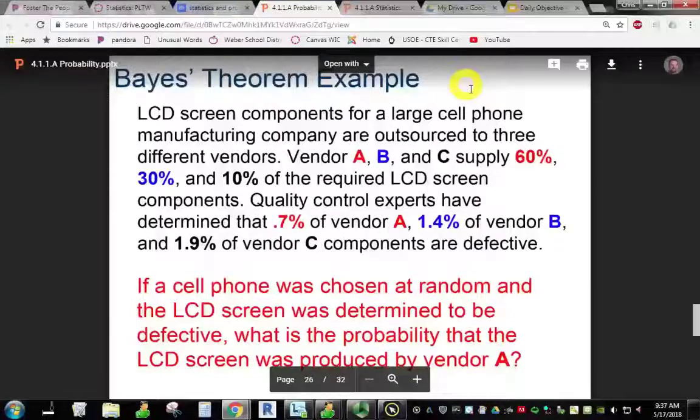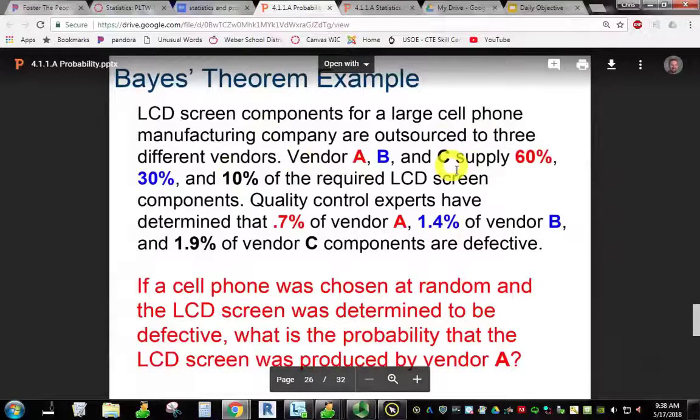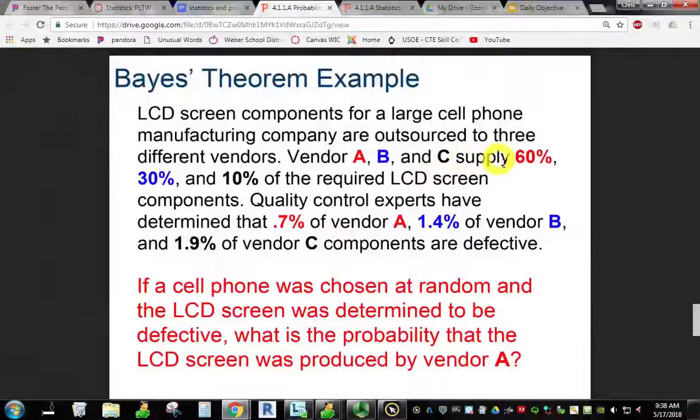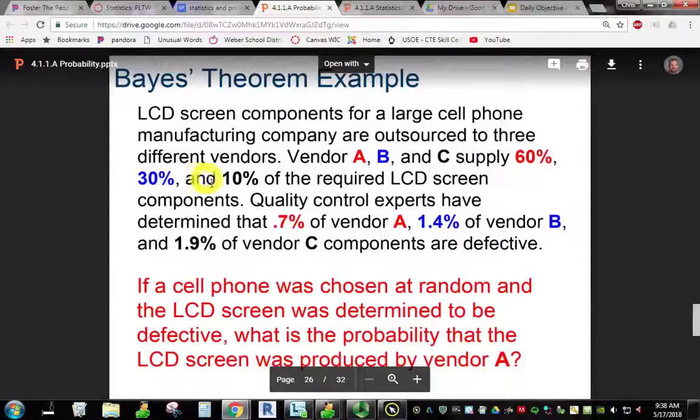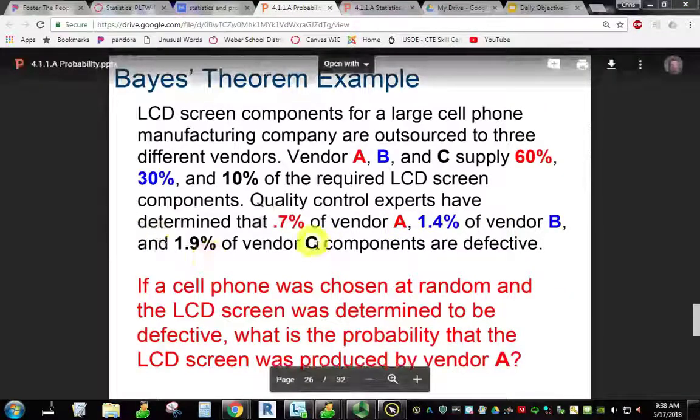So we have this cell phone company, right? And they make their screens with 3 different vendors, A, B, and C. A makes 60% of the screens, B makes 30%, and C makes 10% of all these screens for these phones, right? So they do quality control when they're made, and they know that A, 0.7% of them are defective. 1.4% of vendor B are defective, and C 1.9% are defective.